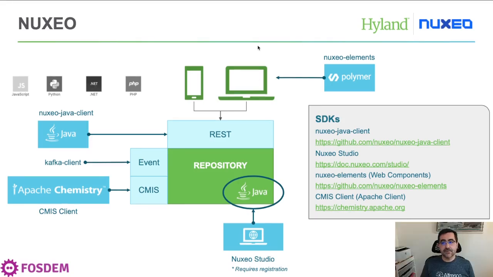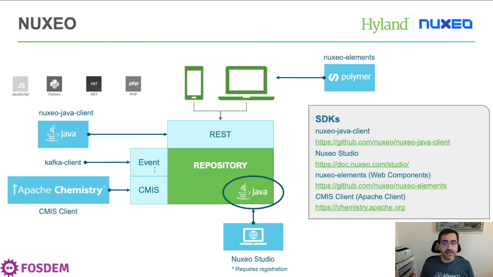Nuxeo platform provides different extension frameworks. As we reviewed for Alfresco, we are going to make exactly the same review for the Nuxeo product. So the REST API can be accessed from different technologies like JavaScript, Python, .NET, or PHP, but the most used is the Nuxeo Java client. Also note that any other HTTP client software can be used for this kind of integration.